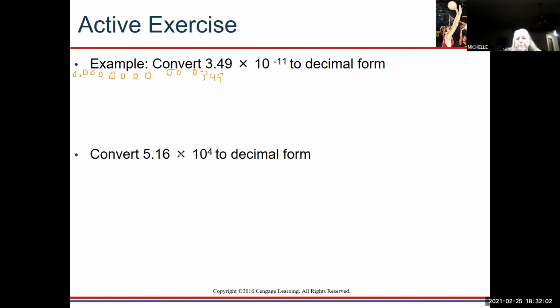Mm-hmm. Okay, what about this one? You'd put zeros after. You put 4 zeros after the 16. 4 zeros? Are you sure? Two. So that's 1, you're going to add 2, 3, 4. So I add 2 zeros, right? So I go 5.1600.